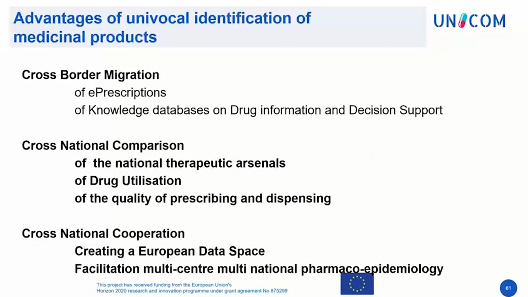So the advantages of univocal identification of medicinal products from an international perspective are 3 elements. First of all, they permit cross-border migration. If you prescribe a product in country A, it can go to country B and be valid there. But it also allows migration of knowledge databases on drug information and decision support developed in one country to be applicable in other countries without too much ado.